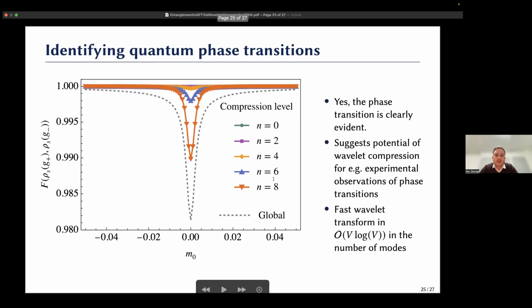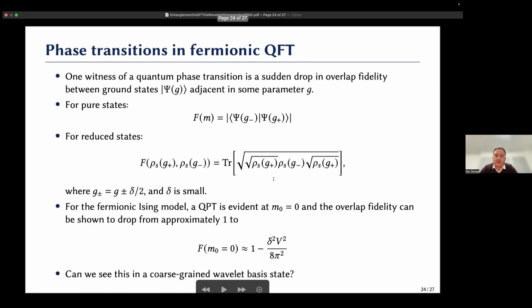We also showed that you can use the wavelet transform to identify quantum phase transitions for a fermionic system using an overlap, essentially calculating or approximating overlap fidelity using a coarse-grained state.